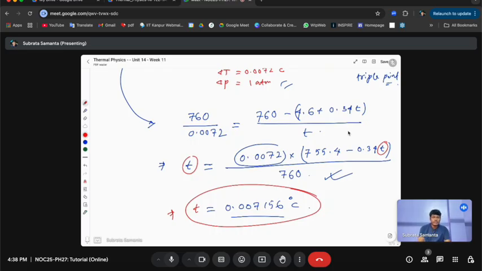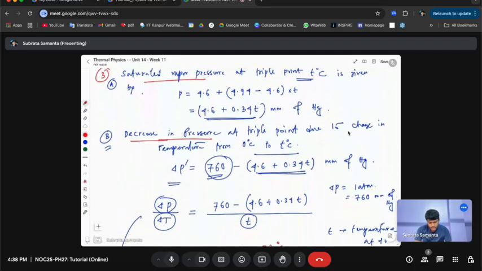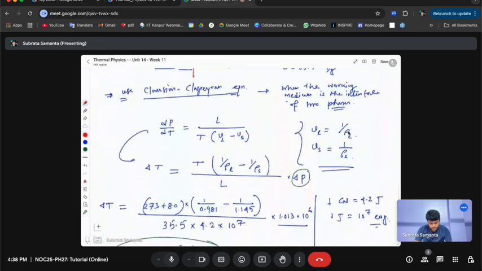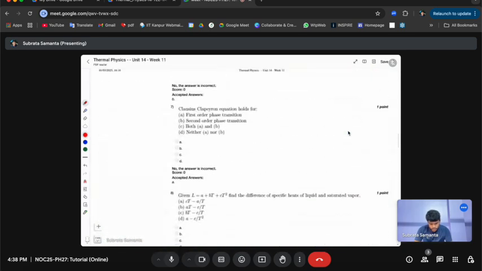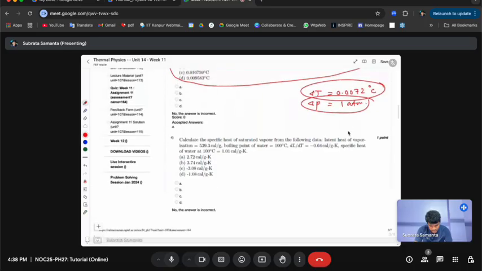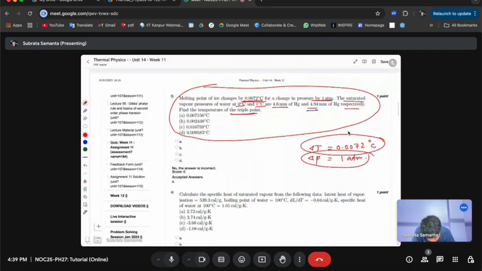Okay, so let us check the options. 0.07156, this is problem number 3. Yes, so option A is correct. Any question?